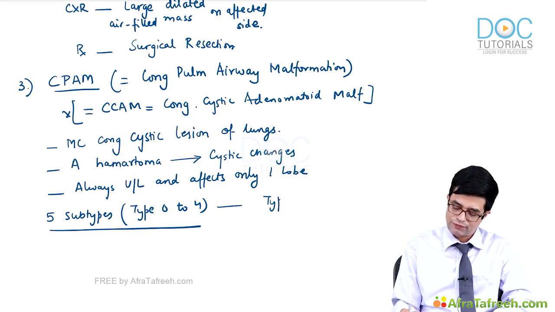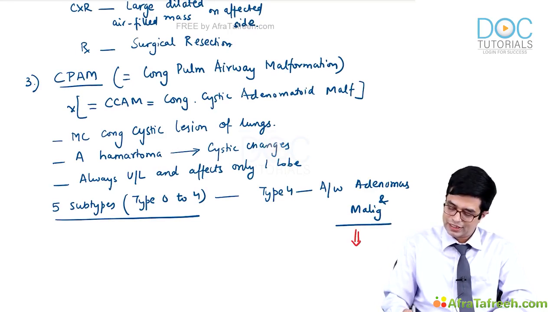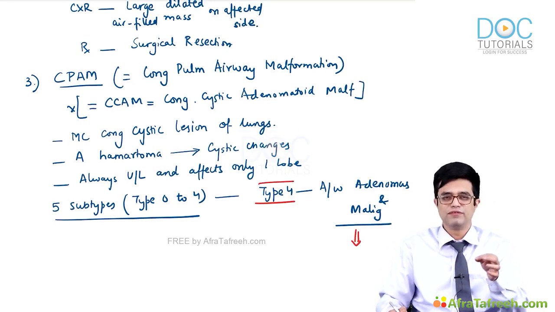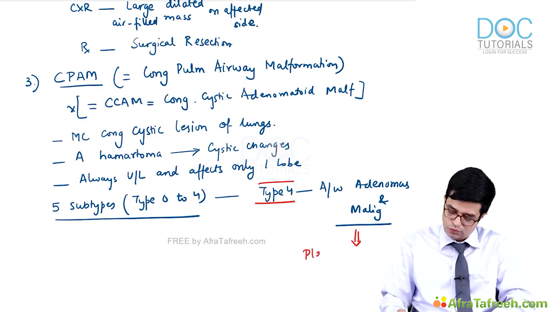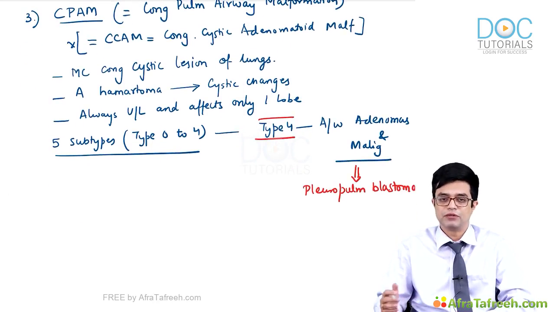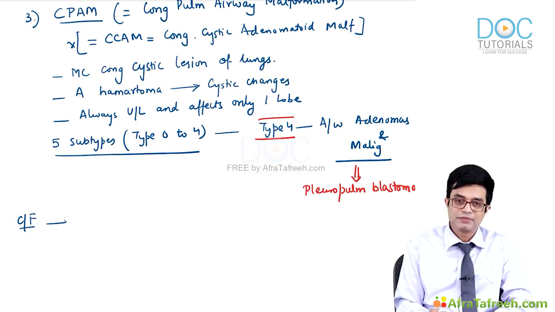Among them, the type 4 variety is the one which is associated with adenomas and malignancies. Potential MCQ, extra edge point: what is the most common malignancy associated with CPAM? It is seen in only 1% of the cases, but if it is associated, there is a rare malignancy called pleuropulmonary blastoma. So this is the association of CPAM, some of the rare forms. How do they manifest clinically? Clinical features: most CPAMs present with neonatal respiratory distress.